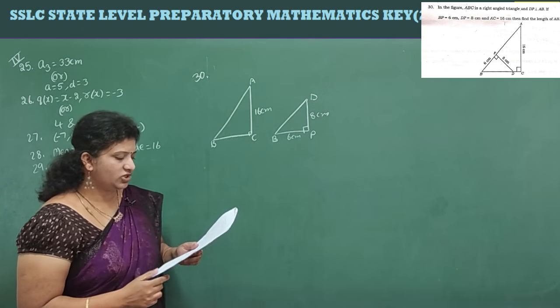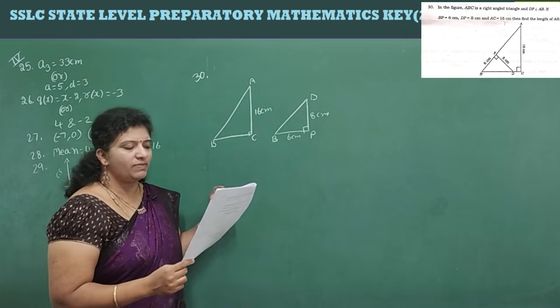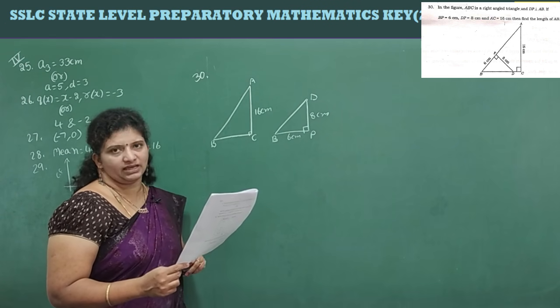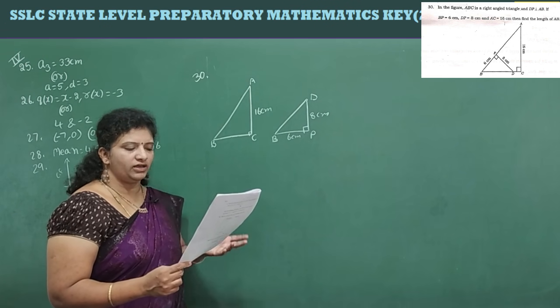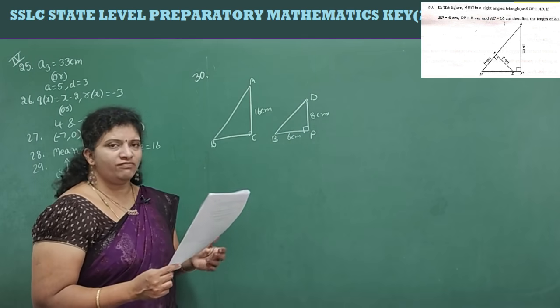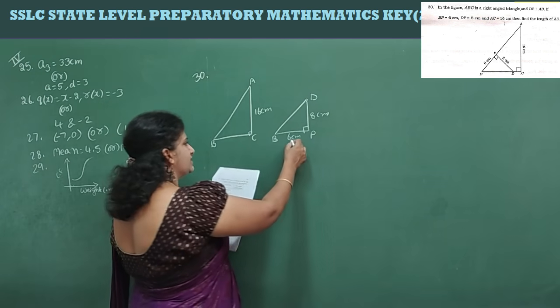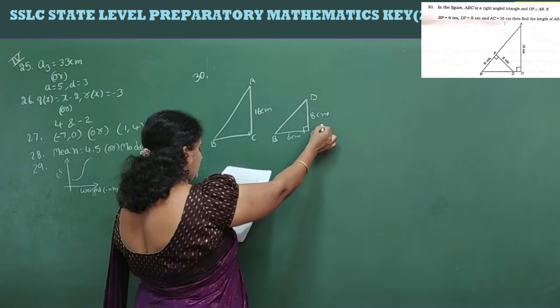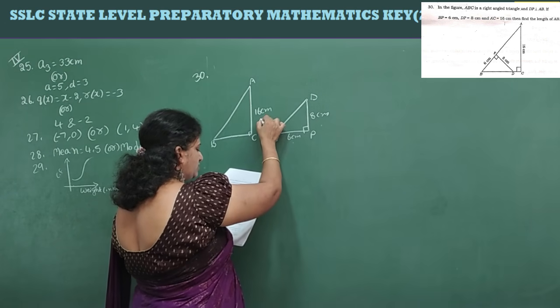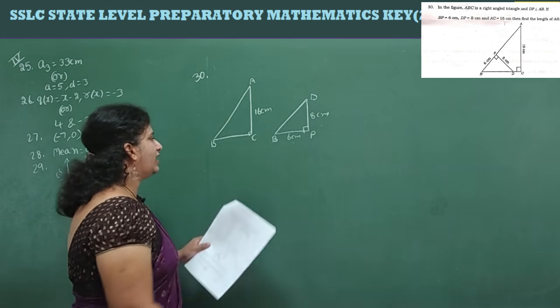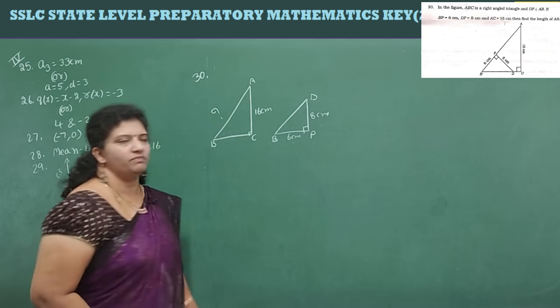Now let me read the question again. In the figure, ABC is a right angled triangle. DP is perpendicular to AB. If BP is equal to 6 centimeter, DP is equal to 8 centimeter and AC is equal to 16 centimeter, then find the length of AB.